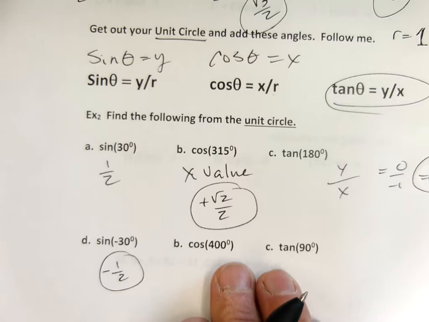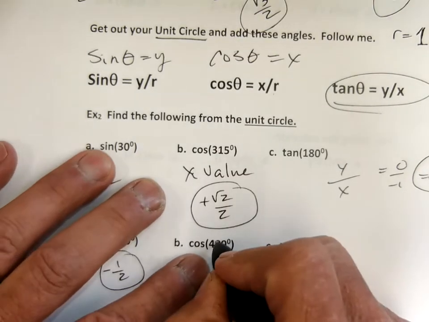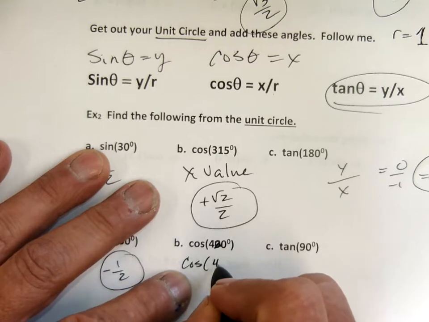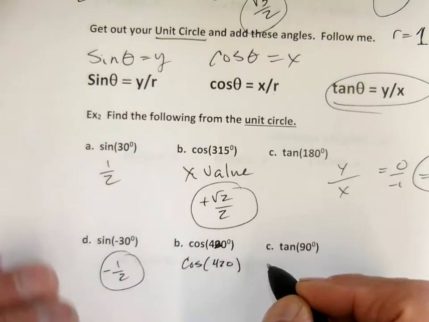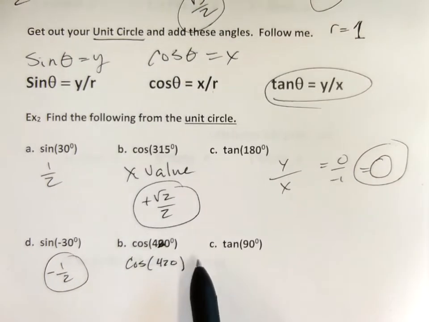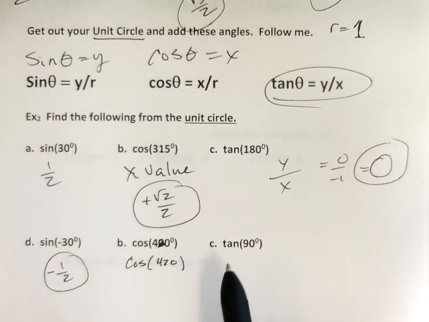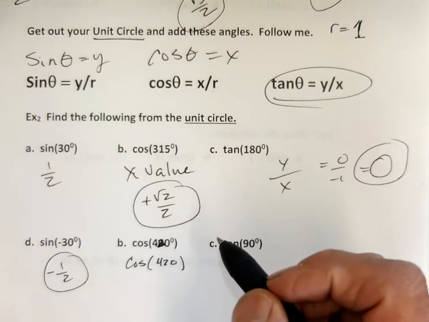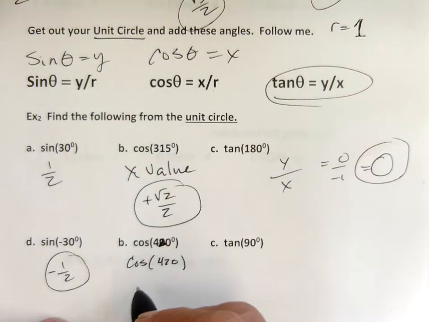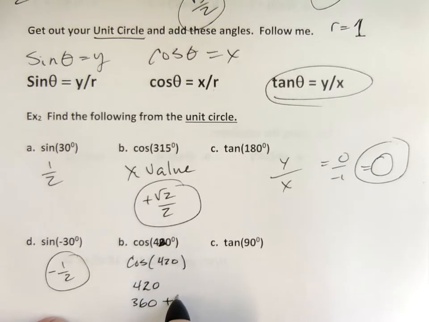Cosine of 400. Oh, this should probably be 420. Again, my bad. I got to fix that. Cosine of 420. Yeah, change that to 420. I don't know what was wrong with me. It's track season.